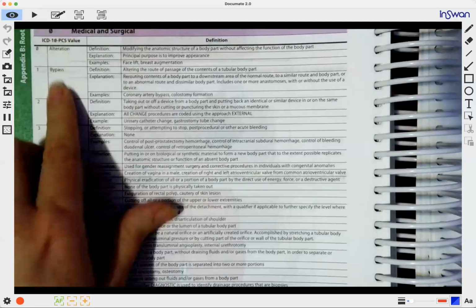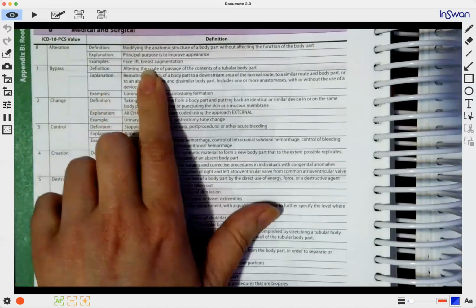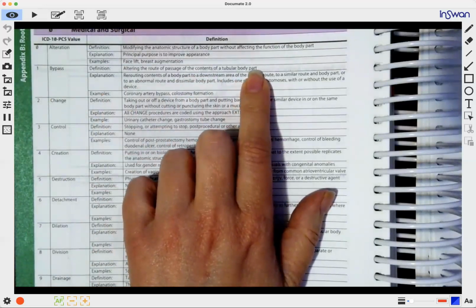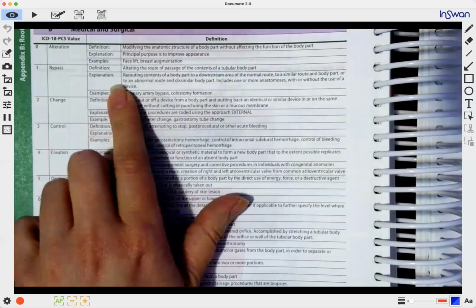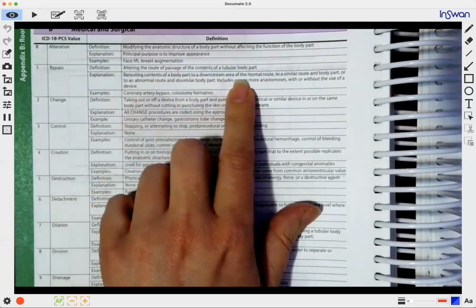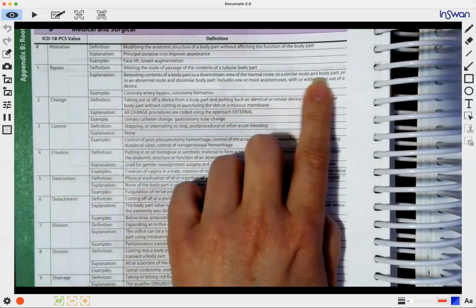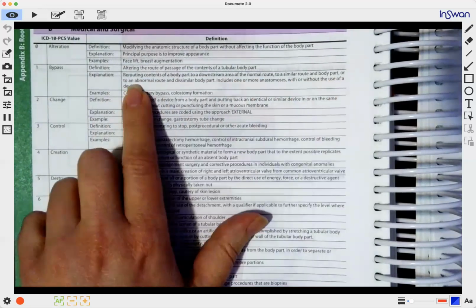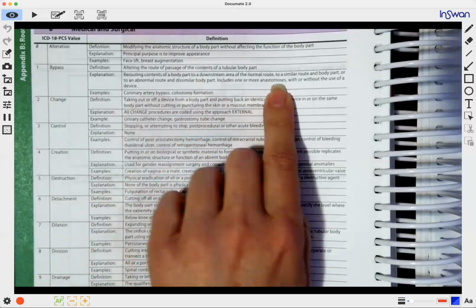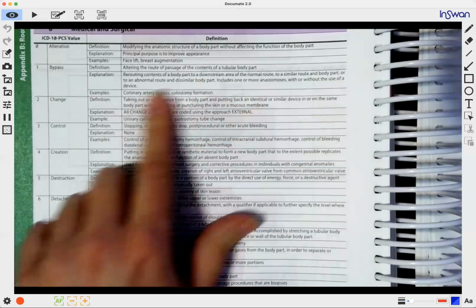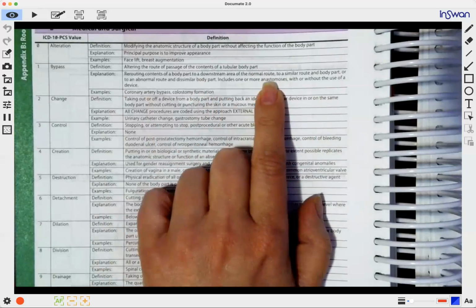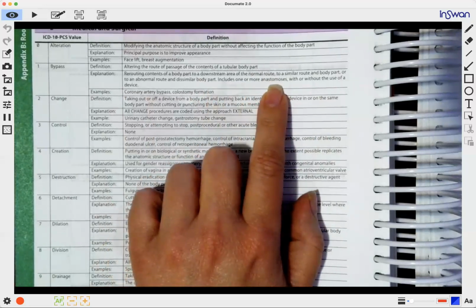Our next procedure is bypass. Definition: altering the route of passage of the contents of a tubular body part. That's the definition of bypass. The explanation: rerouting contents of a body part to a downstream area of the normal route to a similar route and body part, or to an abnormal route and dissimilar body part. It includes one or more anastomosis with or without the use of a device. So because it includes that anastomosis, that would be integral to the procedure and you would not code that separately.